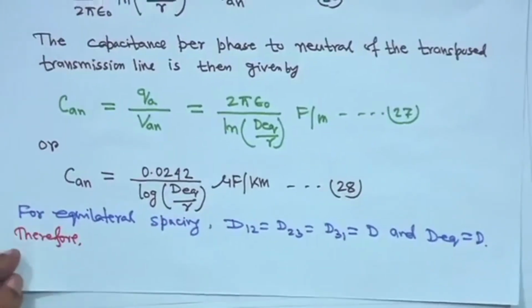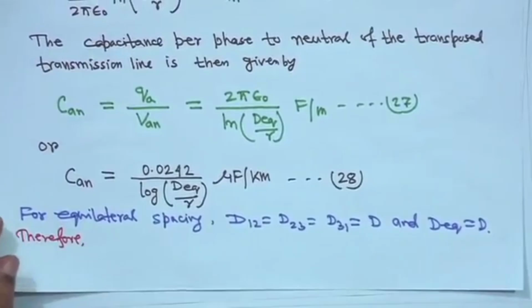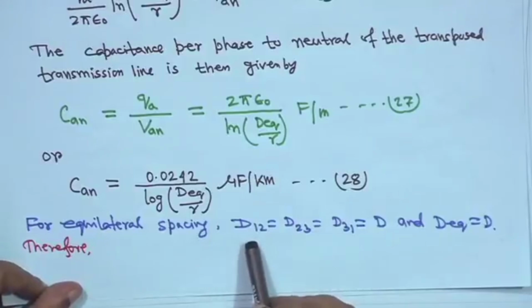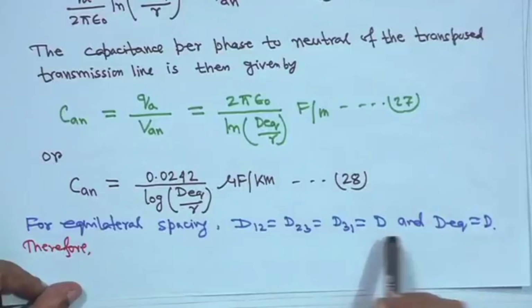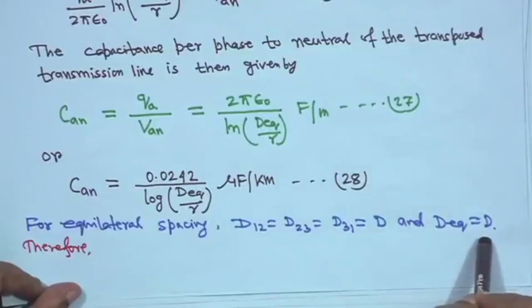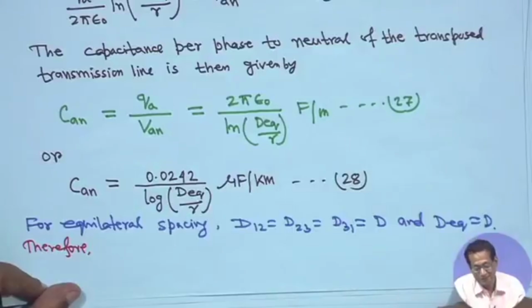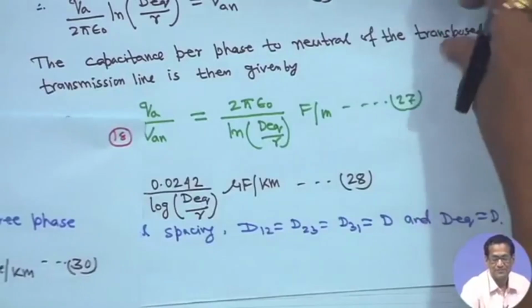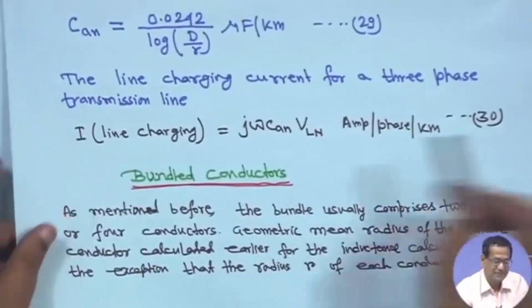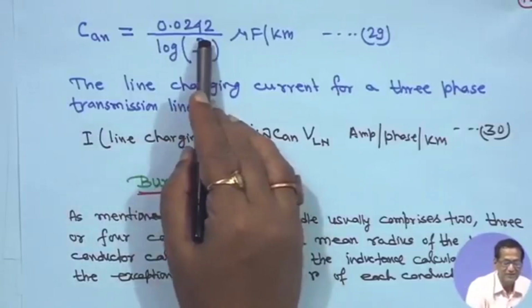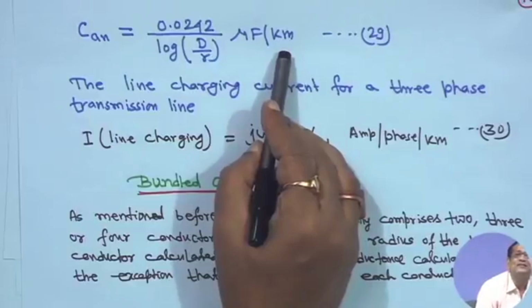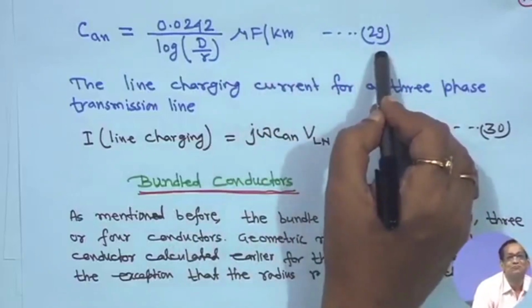So, up to this, things are explained. Therefore, for equilateral spacing, if we assume that D12 is equal to D23 is equal to D31 is equal to D, then dEq also will be D, because D into D into D to the power 1/3 is equal to D. Therefore, CAN is equal to 0.0242 by log D upon r microfarad per kilometer. This is equation 29.